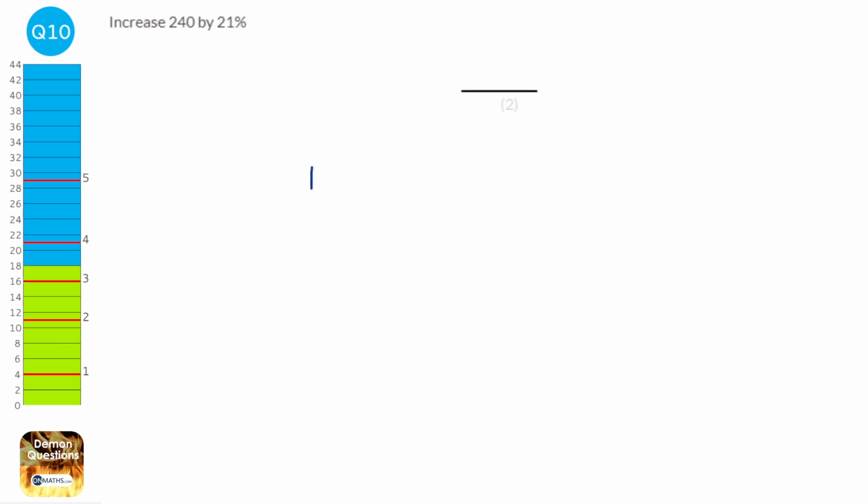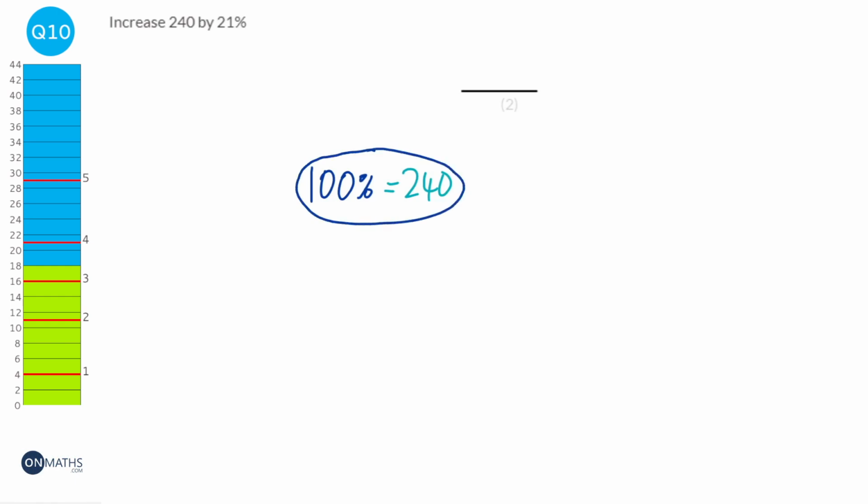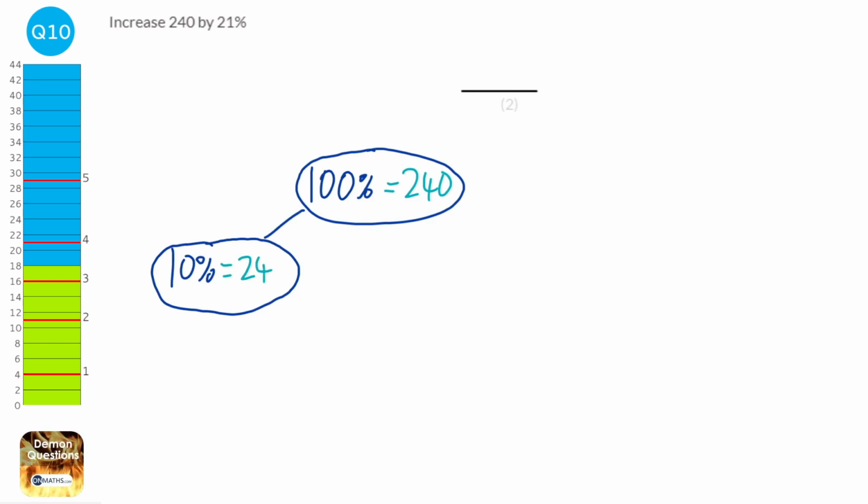So we start off by working out what 100% of 240 is. Well, that's obviously going to be 240. And a nice easy one to start off with is 10%. And we're trying to get to 21%, so 10% is always a good one to start with. So we divide by 10, which would be 24. And because we're trying to get to 21%, we'll need to find out what 1% is. And 1%, we just divide the 10% by 10 again, so it would be 2.4.